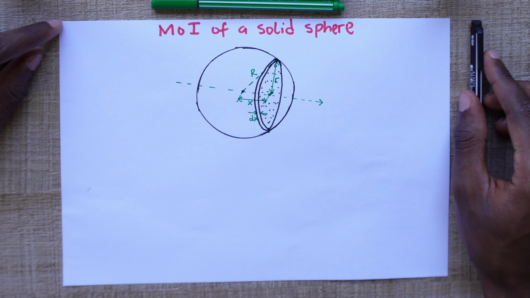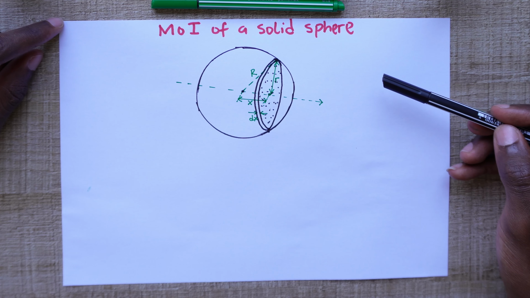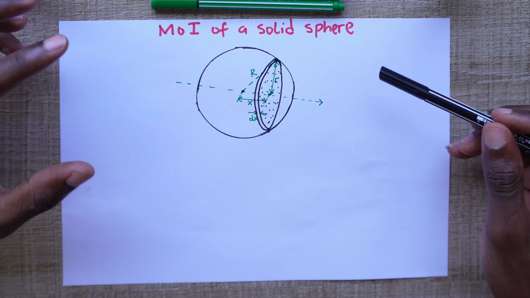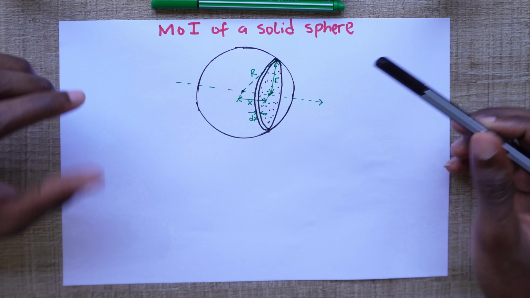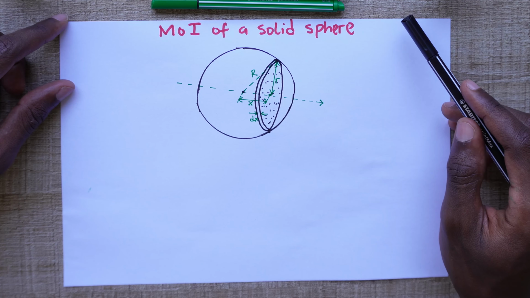So in this video, we want to calculate the moment of inertia of a solid sphere. Imagine you're having an apple, for example. That's a sphere that's filled with material, so we call that a solid sphere.